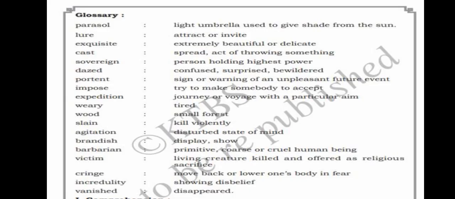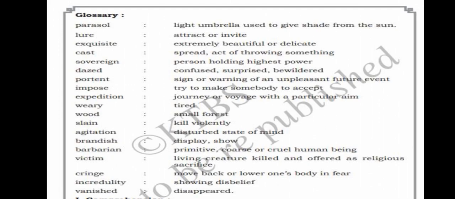This is a parasol. In that lesson, a parasol is a light umbrella. So these are the words and meanings. Illustrious means many people who had heard about Amrita Prabha's beauty. Exquisite means extremely beautiful. When something is beautiful, we say it is exquisite, not just very beautiful. Cast means giving the shadow, spread, the act of throwing something. Sovereign means a gold coin, which is very powerful.